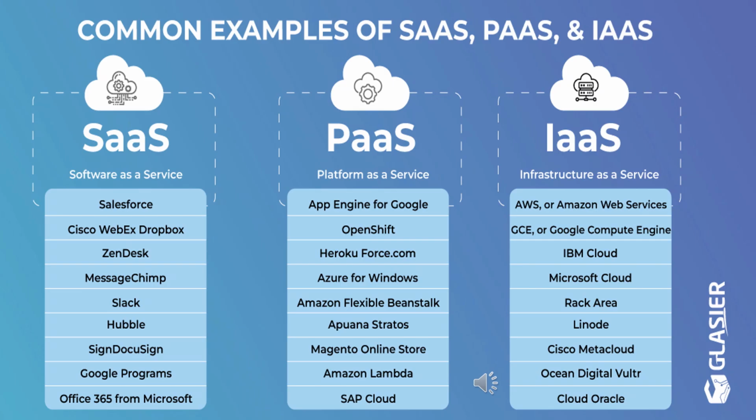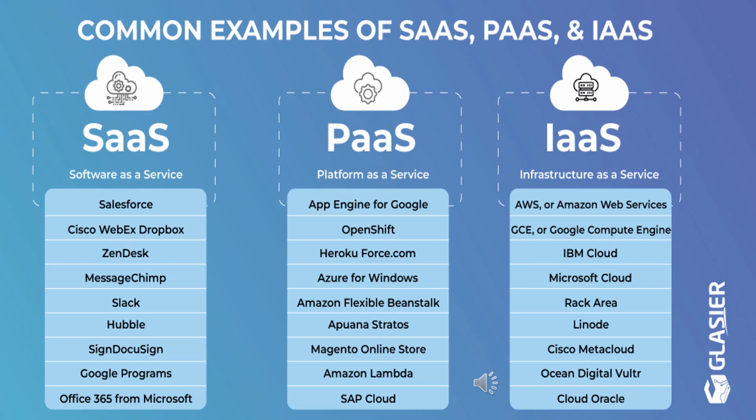Now thinking like an expert. No company uses only one model. They mix all three. Example. Employees use SaaS like Office 365, developers use PaaS like Heroku, IT team uses IaaS like AWS. Choosing depends on budget, skills, control needed, project requirement. Final thought. Cloud is not about owning infrastructure.